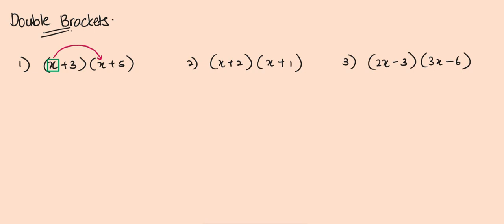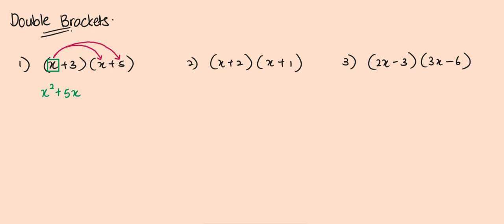So first, as you can see, I am doing my arrow. x times x, I would get x squared. And then x times positive 5, I will get positive 5x. So this is from the first term that I did for x.